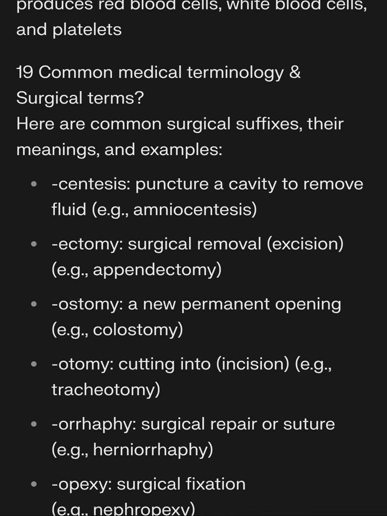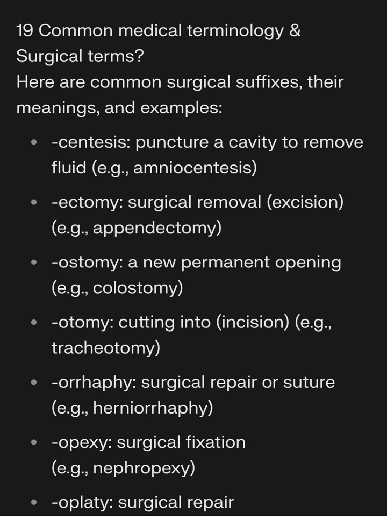19. Common medical terminology and surgical terms. Here are common surgical suffixes, their meanings and examples. Centesis: puncture a cavity to remove fluid, e.g. amniocentesis. Ectomy: surgical removal, excision, e.g. appendectomy. Ostomy: a new permanent opening, e.g. colostomy. Otomy: cutting into, incision, e.g. tracheotomy. Orrhaphy: surgical repair or suture, e.g. herniorrhaphy.